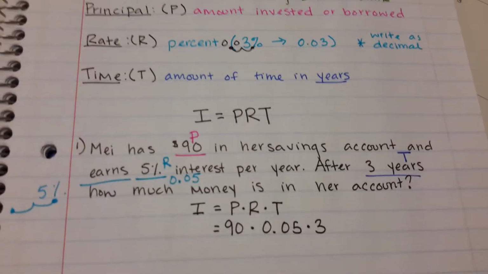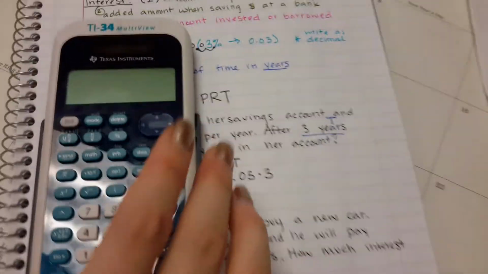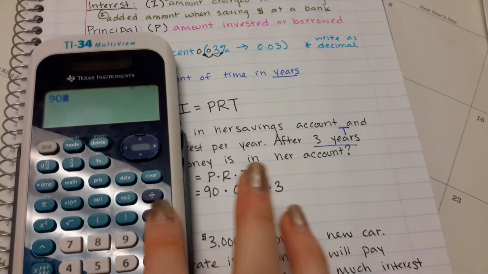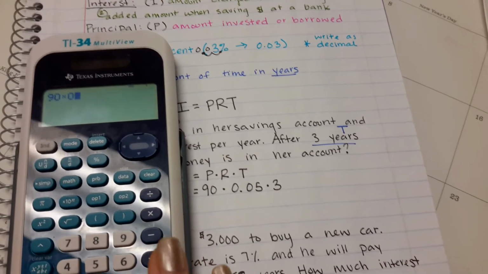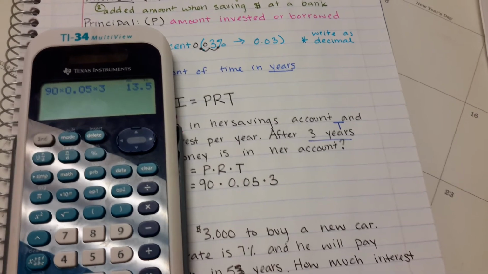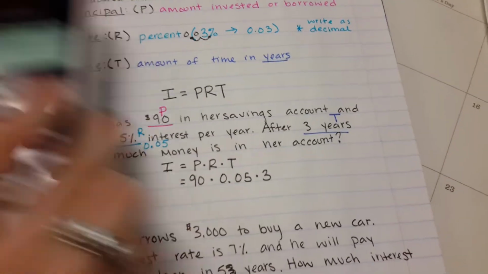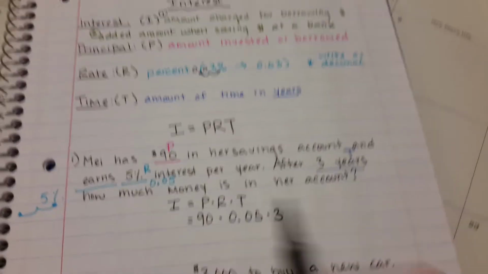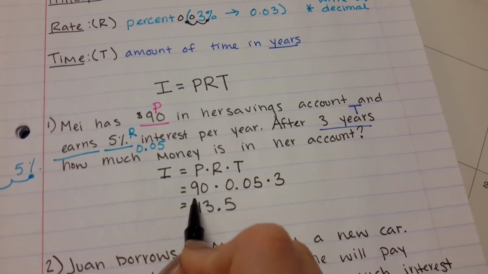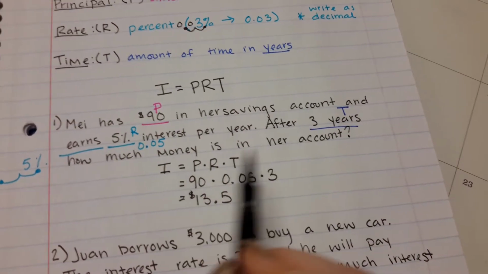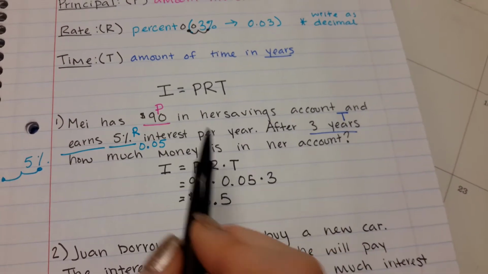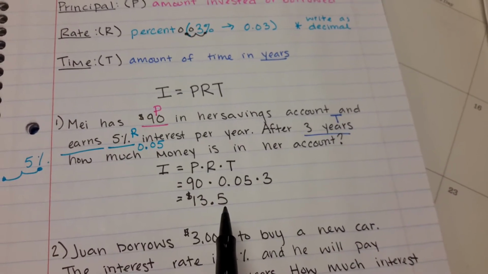You can go ahead and use a calculator here. So we have 90 times 0.05 times 3. So we have 13.5. This is the amount of interest. But I want us to look back in the problem. It asks, after 3 years, how much money is in her account? Well, I hope that her account didn't go down to $13.